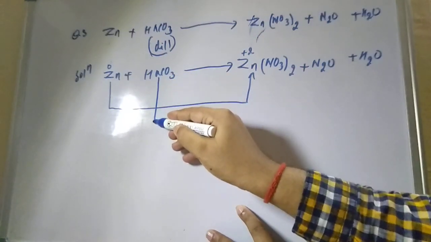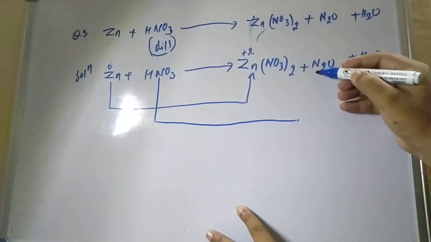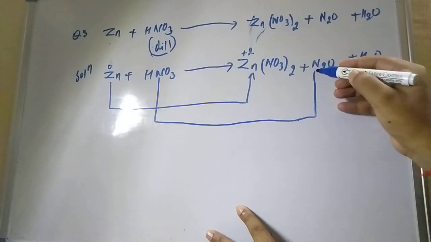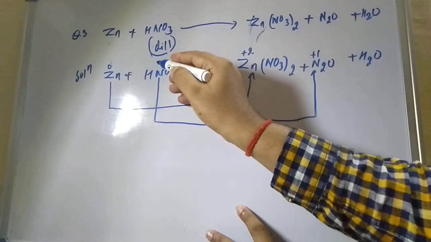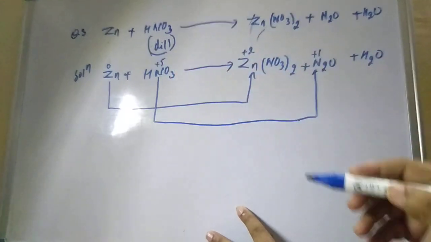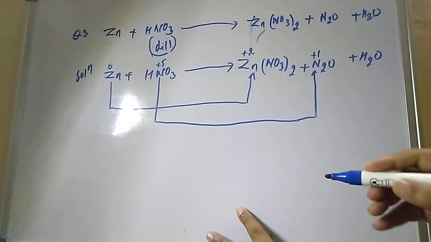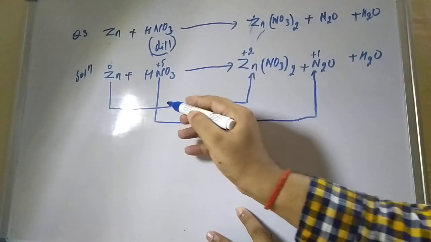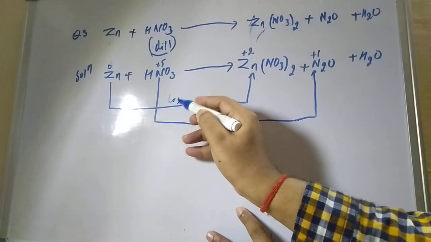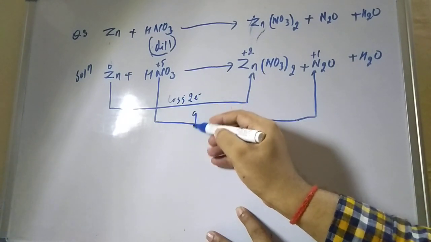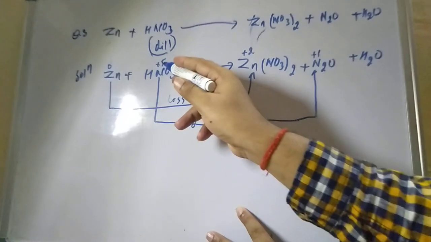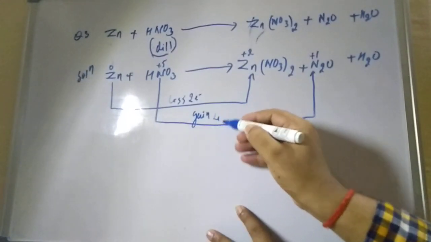And nitric acid to dinitrogen oxide, how much is coming? Here is plus 1, and here how many? Plus 5. Loss and gain, students, try to find out how much loss and gain. 0 to plus 2, that is loss, more positive charge is loss. How many? 2 electrons lost. Gain how many? Here 5 to 1, gain 4 electrons.